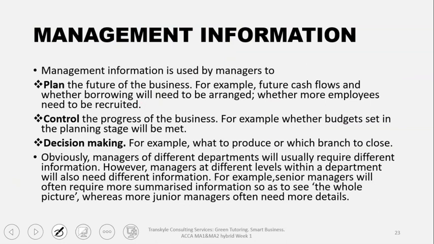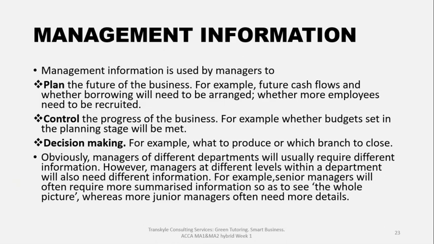Now let's talk about our last part. Let us discuss management information. This is information which is used by managers to plan the future of the business, for example, future cash flows and whether borrowing will need to be arranged, whether more employees need to be recruited. Then control. The progress of the business needs to be controlled, for example, whether budgets set in the planning stage would be met. Lastly, decision making, for example, what to produce or which branch to close.